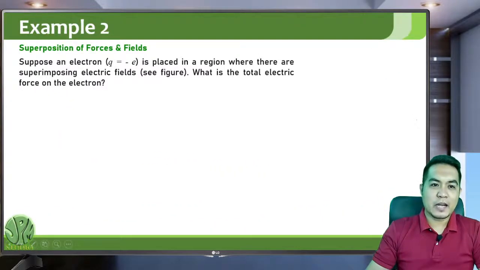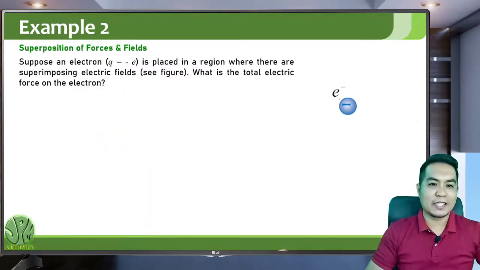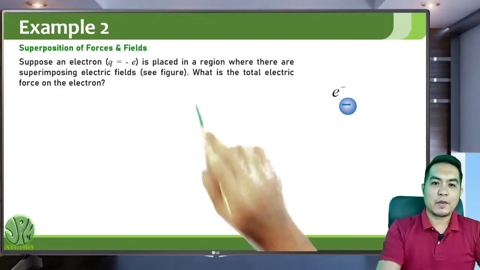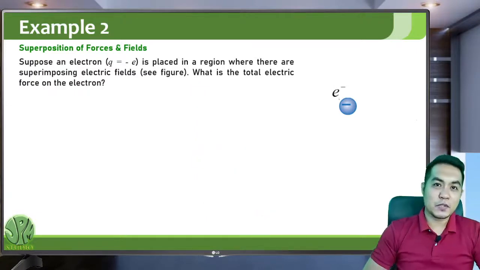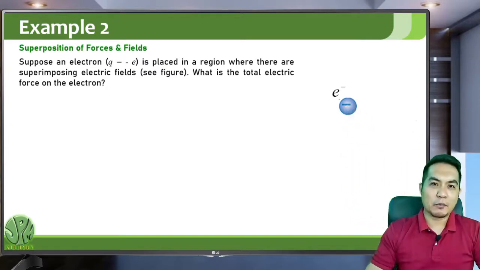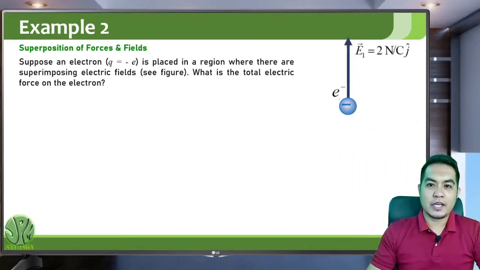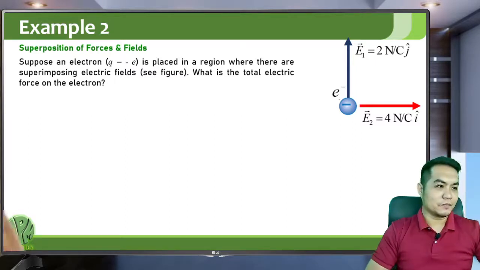So let's have this example. Suppose an electron, where the charge of an electron again is negative e, is placed in a region where there are superimposing electric fields. So it's placed at a point where the electric field at that point is due to, say, two sources. Say, there's an electric field E1, 2 newton per coulomb j hat, and there's an electric field E2, 4 newton per coulomb i hat. So what is the total electric force on the electron?